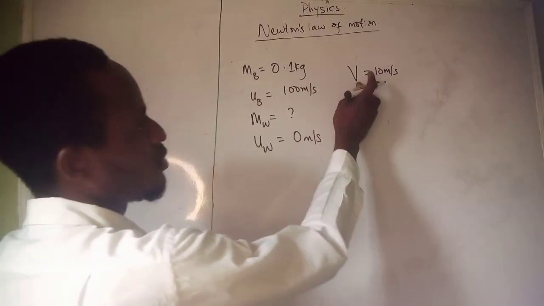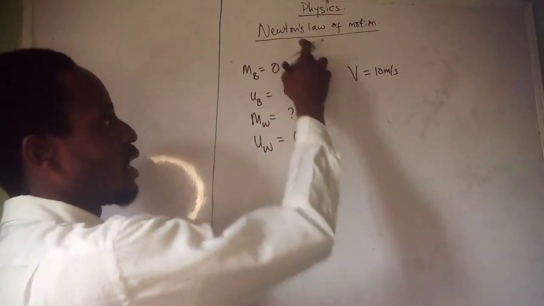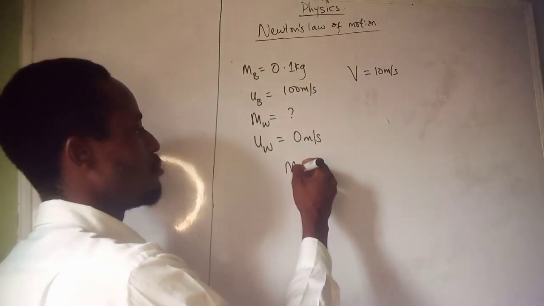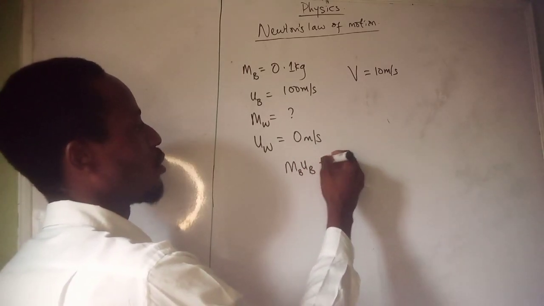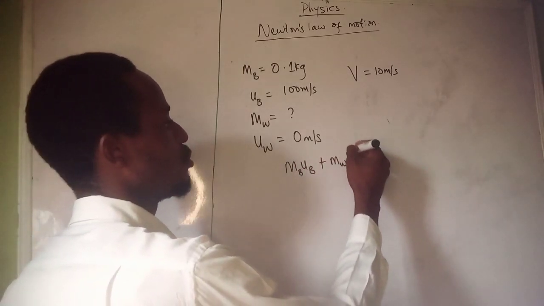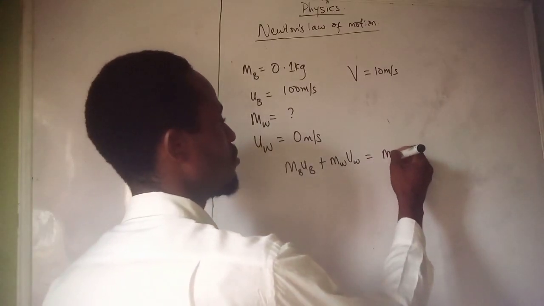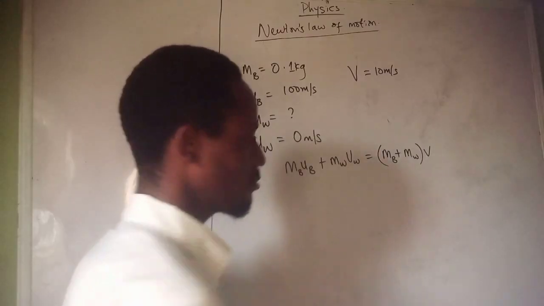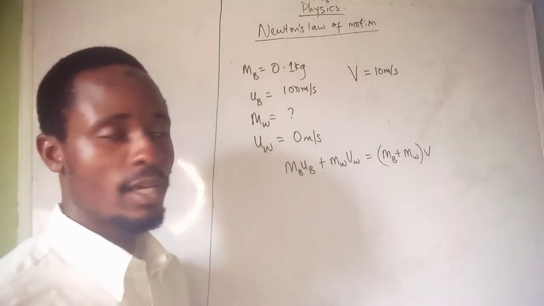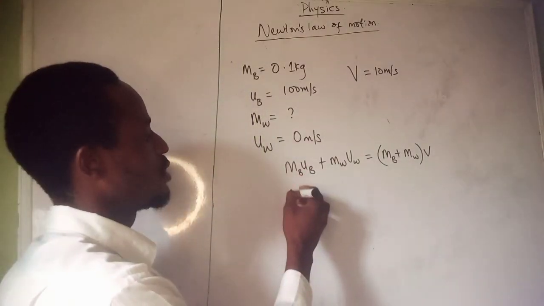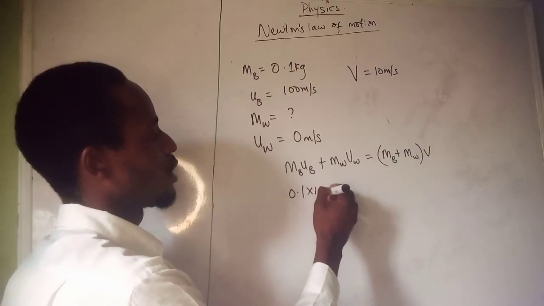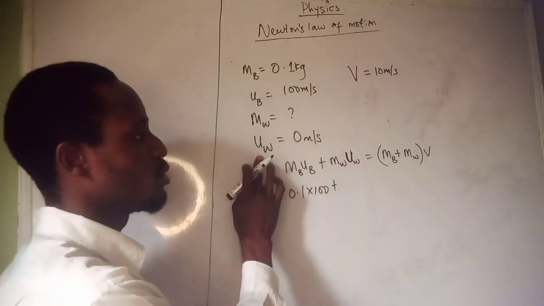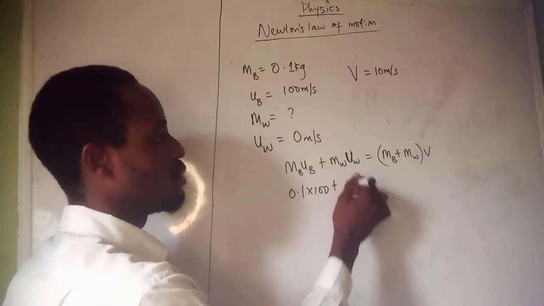So it shows that this velocity is for both the bullet and the wooden block after the impact. So we use mb ub plus mw uw equals (mb plus mw) into v because the collision is inelastic. So that will be 0.1 times 100 plus, since the initial velocity of the wooden block is 0, mass times 0 would be 0.